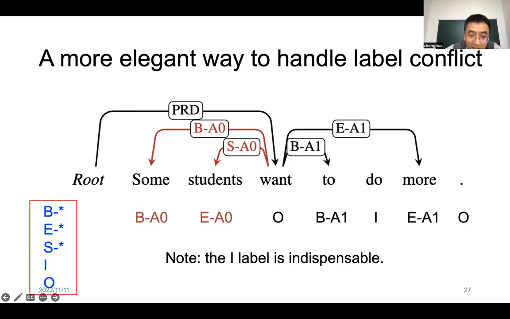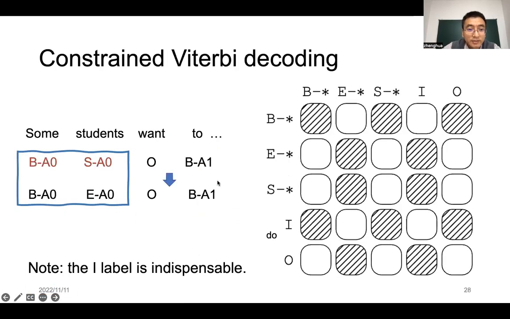But I is indispensable, because without I we can't distinguish whether a word is not an argument of the predicate or is inside the argument. If we can't distinguish that, our constrained Viterbi decoding would be impossible. Constrained Viterbi decoding relies on constraints on adjacent state transitions, so we must introduce or invent this label I into the label set. I don't know if you can follow me. So suppose we have an I label for now. How do we do constrained Viterbi decoding?